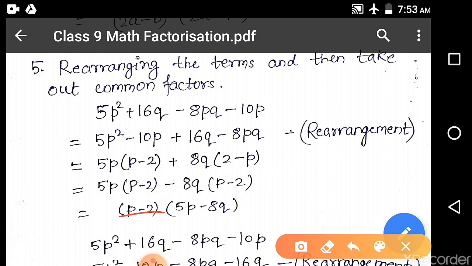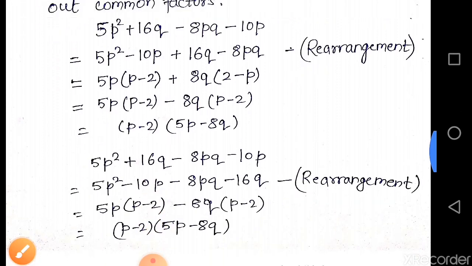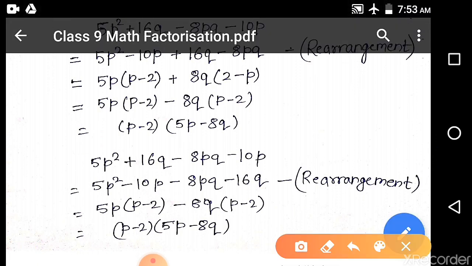So inside the bracket we have 5p minus 8q. So this is the complete factorization. Now if the terms are rearranged in this way, see, when 5p square, 10p is taken just after 5p square, and 8pq is as it is, and 16q is shifted to the last. See, then you can take directly the common terms.